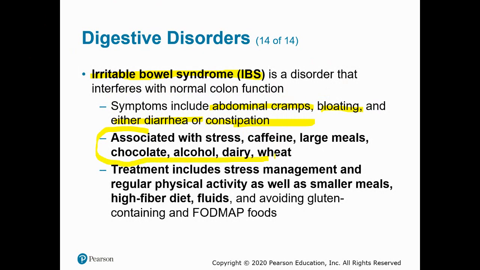IBS is strongly associated with stress, again, gut brain. Excessive caffeine intake, which for a lot of people is just 2 cups, 16 ounces, large meals for sure, alcohol. For a lot of people, dairy and wheat, and some people, chocolate. So it's not even so much that we have to eliminate. For some people, we do have to eliminate some of these foods, but for a lot of people, it's even just having smaller portions or having them less frequently. Treatment for IBS typically involves stress management, getting physical activity, eating smaller meals, eating more fiber, again, from your whole plant foods, being better hydrated, and potentially if it's wheat related, following this low FODMAP diet.